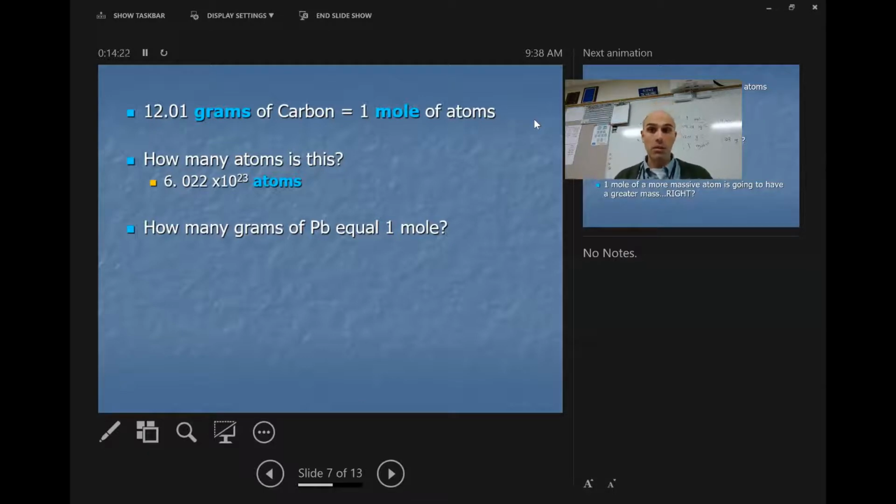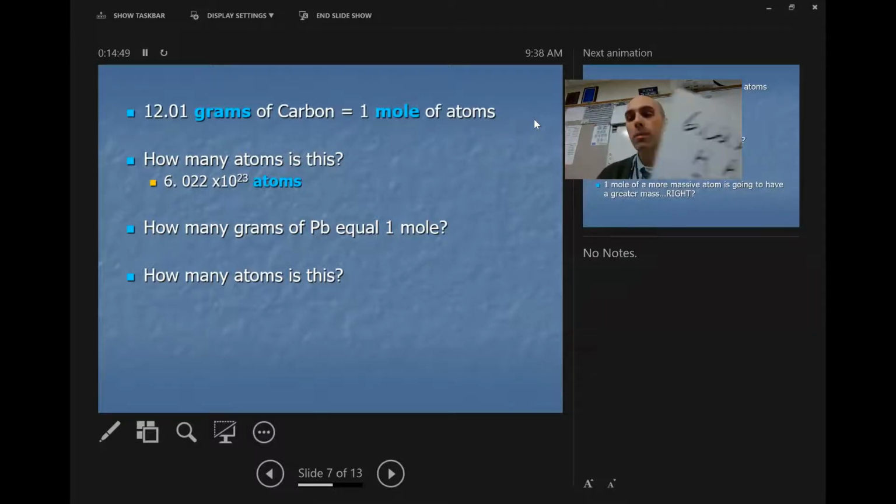Now I could ask you, how many atoms is this? And then you would politely say to me, well, Mr. Fabianski, there are 6.02 times 10 to the 23rd atoms in 1 mole of lead. There are 6.02 times 10 to the 23rd atoms in 1 mole of zinc, in 1 mole of carbon, in 1 mole of iodine, 1 mole of iron, 1 mole of magnesium. Okay, that's Avogadro's number.